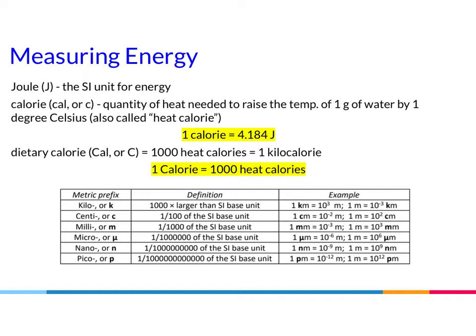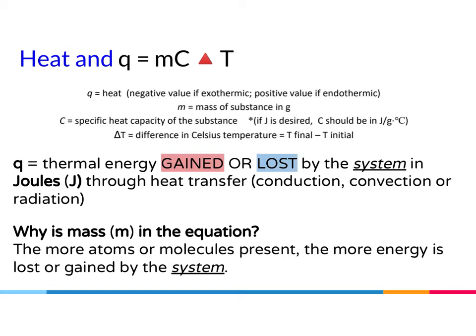The heat calorie is the quantity of heat needed to raise the temperature of 1 gram of water by 1 degree Celsius. So you will need to know this conversion factor: 1 heat calorie is equal to 4.184 joules. Q equals mc delta T, where Q is the variable heat. We've spoken about Q in the last screencast, so this is that heat transfer. If it is a negative value, then your transfer was exothermic. If it is a positive value, then your transfer was endothermic.